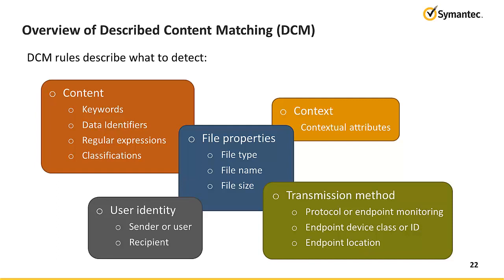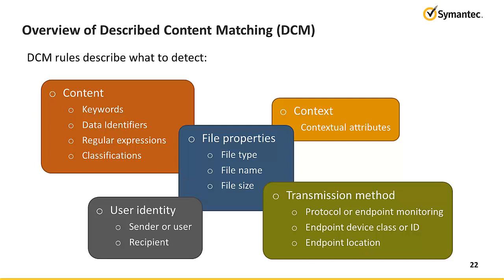The DCM detection method uses keywords, lexicons, pattern matching, file types, file sizes, sender, recipient, and network protocol information to detect data loss incidents. DCM is useful in situations where it is difficult or impractical to collect and index all the content that needs to be protected. DCM includes rules for detecting content, classification, context, user identity, file properties, and transmission method.